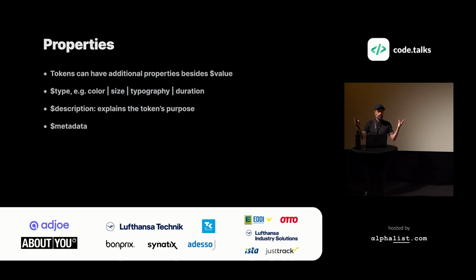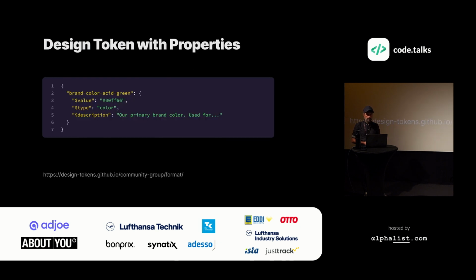But that's not all. You could organize your tokens in a meaningful way. So you have tokens for color, for spacing, for typography, for radii. You could group them by assigning a different type. Tokens can have a description about their intended use case and some metadata if you want to provide additional information. That would be an example of a token with some more properties. So we have a value, a type of color, and a description probably about its intended use case.